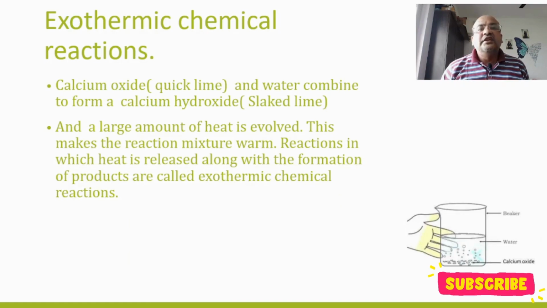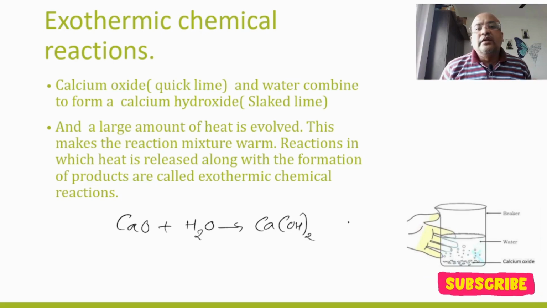Now let's see what we understand by exothermic reaction. If you see in the previous slides, we have seen that calcium oxide reacts with water to form calcium hydroxide. So the calcium oxide was there, that reacted with water, and we got calcium hydroxide. That was the product. Along with that, we got heat.